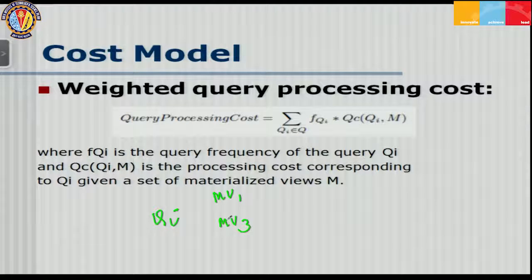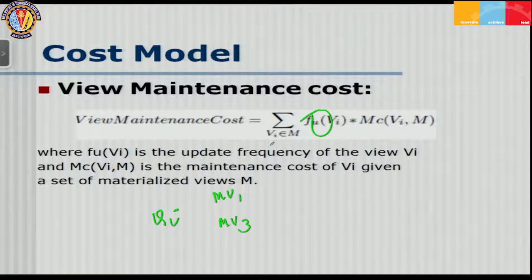And f(Qi) is the frequency. If this query appears very frequently, then I give it more weightage. That's how it is factored in. So f(Qi) is the frequency of the query, and it also talks about the importance of the query in some way. Then we have this view maintenance cost.